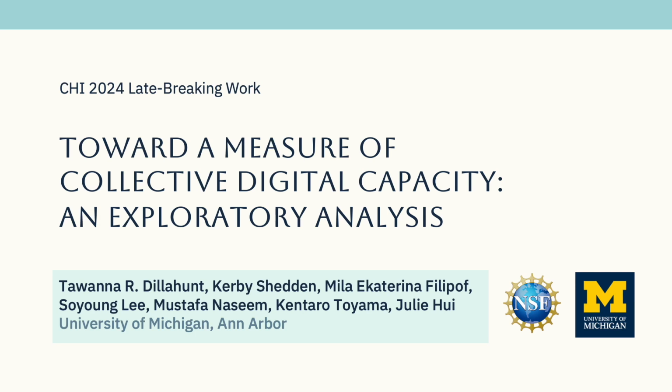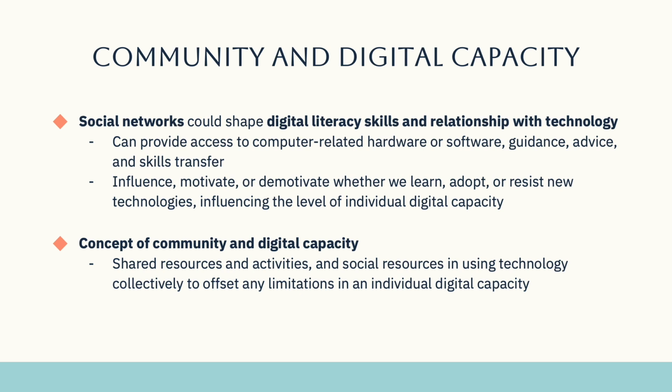Social networks have the capability to shape both digital literacy skills and our relationships with technology. In general, access to peer or social networks provides access to new information, resources, and even digital infrastructure. Our networks could influence, motivate, or demotivate whether we learn, adopt, or resist new technologies, influencing our level of individual digital capacity. Despite the potential for our social networks to influence our digital literacy, to our knowledge, there is no explicit measure that captures this factor.